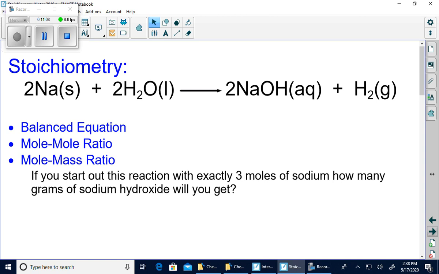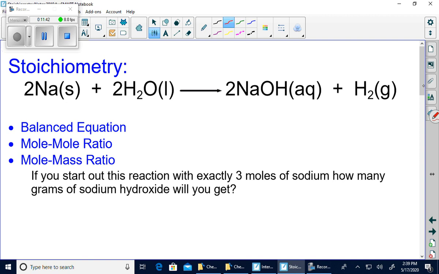So, when you do stoichiometry problems, you always have to start with a balanced equation. That is always step number 1, balanced equation. Here's my balanced equation. It's the same one I was just working with. And then you look at the mole-to-mole ratios. Okay, we did that. Now, what if I went from moles to mass? We can do that. We've been converting moles and mass, so we can do this.